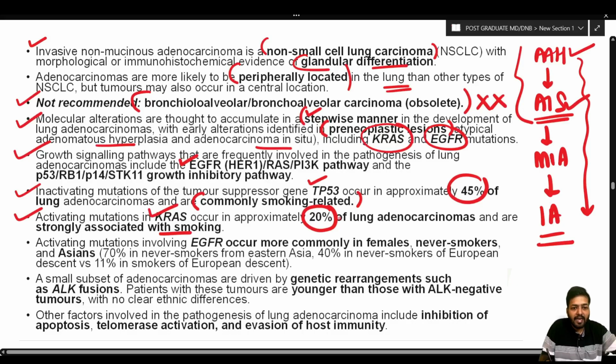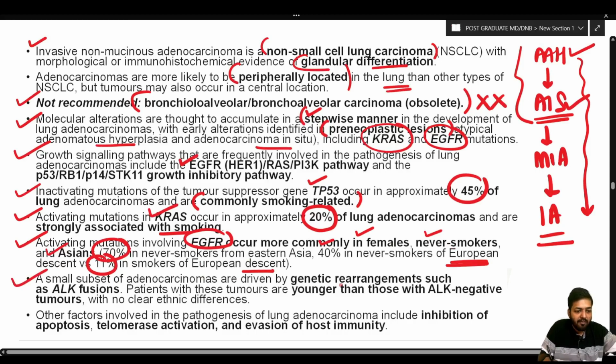So, both inactivating mutations in TP53 and KRAS mutations are associated with smoking. Activating mutations involving EGFR occur more commonly in females and in never smokers, as well as in Asians. So 70% in never smokers from Eastern Asia and 40% in never smokers of European descent versus 11% in smokers of European descent. So this is very, very important.